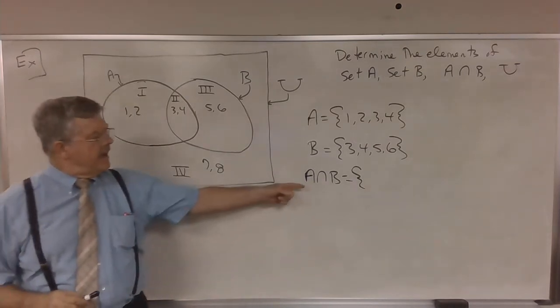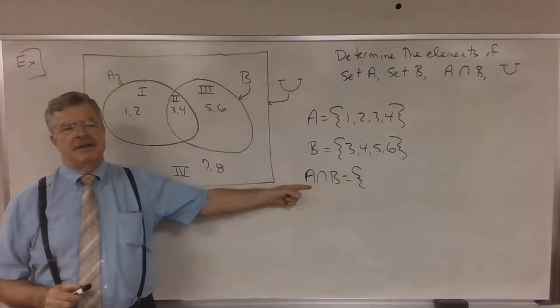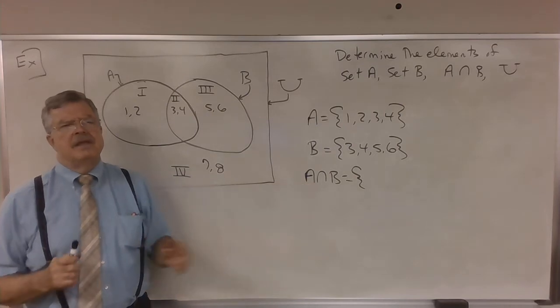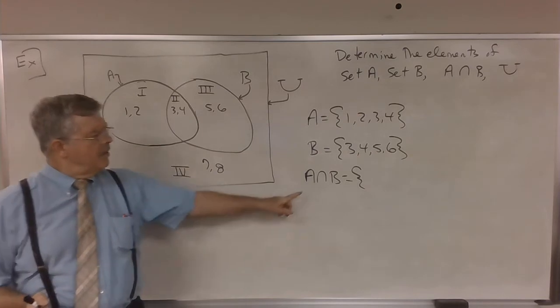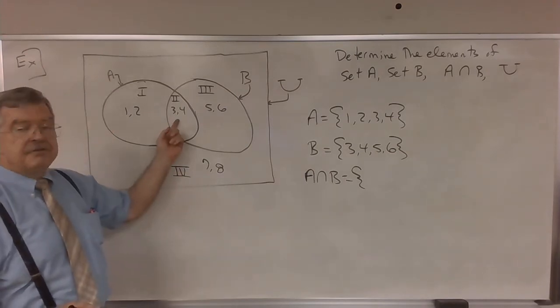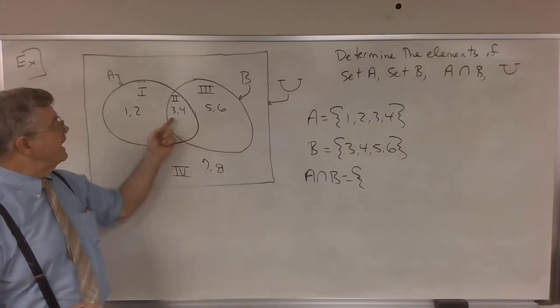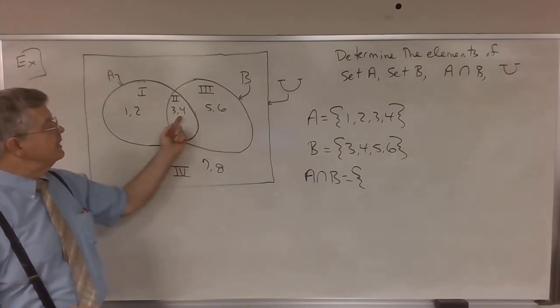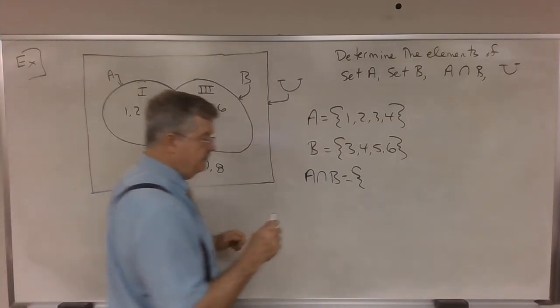Now, how did we define the intersection of A and B? Do you remember? A intersect B is the set of all elements that what? All elements that are in both set A and set B. So that would be region 2 here, wouldn't it? 3 and 4 are in set A, and 3 and 4 are in set B. So 3 and 4 are in the intersection of A and B.